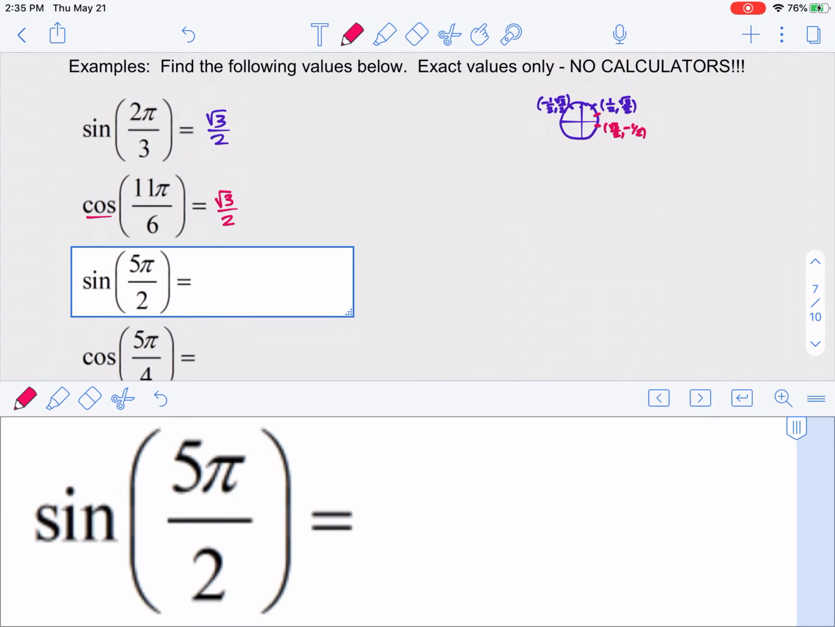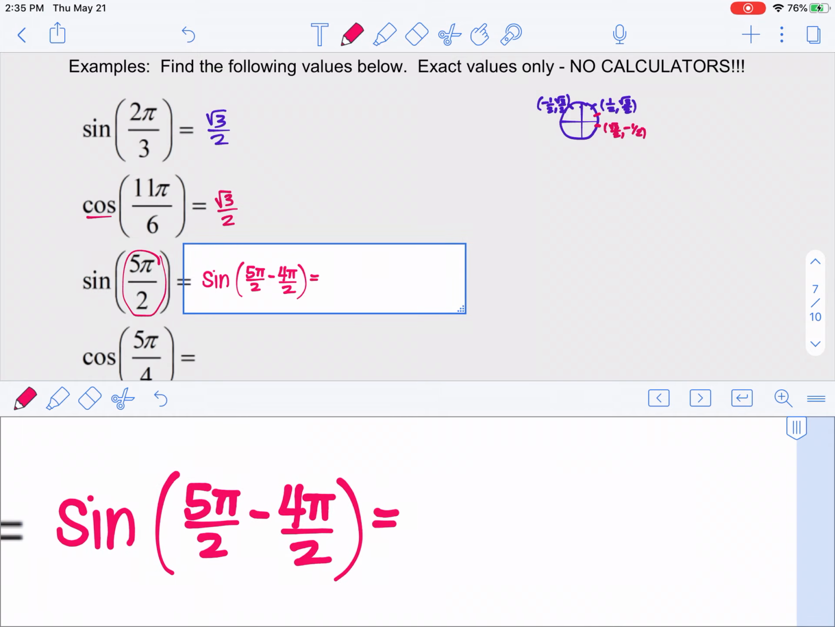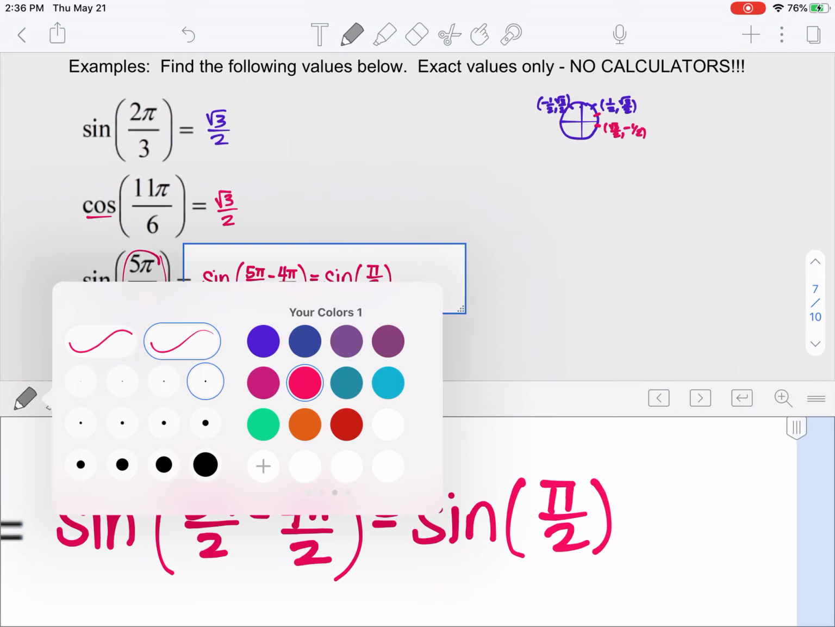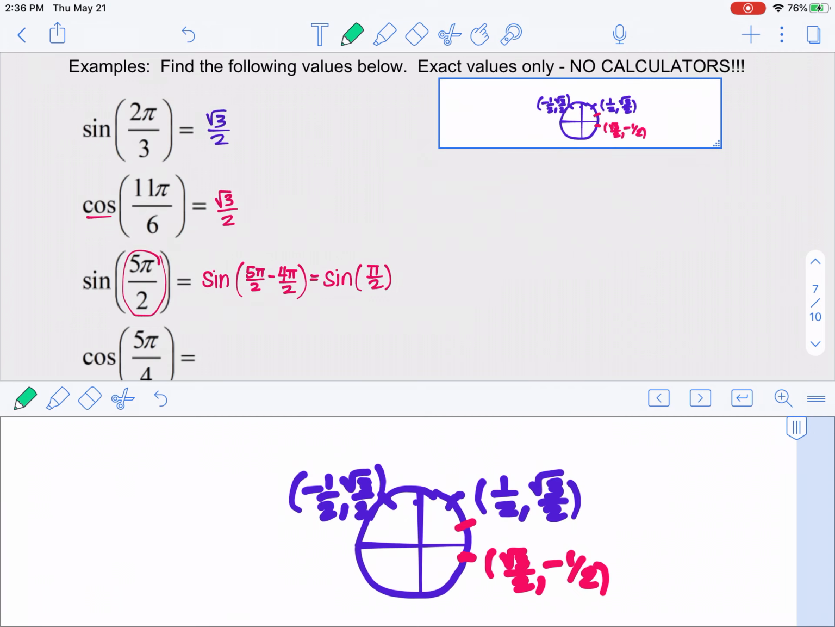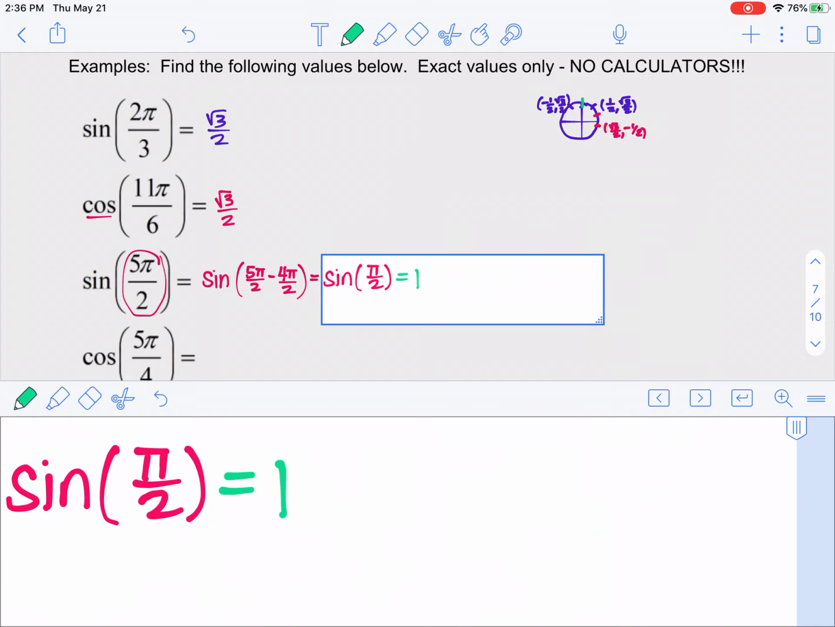Sine of 5 pi over 2, this is a value that's over 2 pi, right? Because 2 pi would be 4 pi over 2, and so I'm going to think about this as being equivalent to sine of 5 pi over 2 minus 4 pi over 2. It's like I'm going all the way around the circle, and so that means this is the same thing as sine of pi over 2, okay? Well, that means, if I look up here, sine of pi over 2, that's just the value right there, and it's the y value at that ordered pair, and that y value is 1.